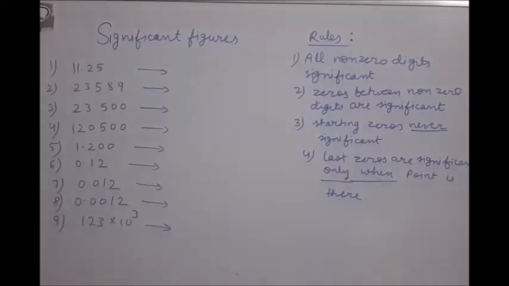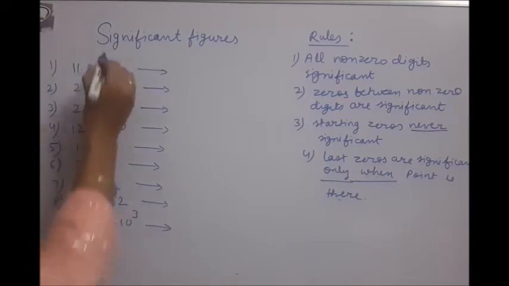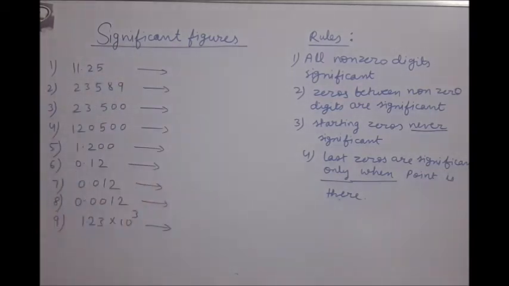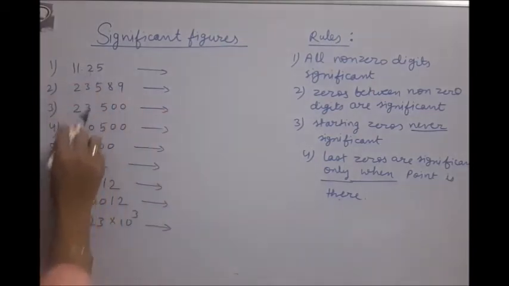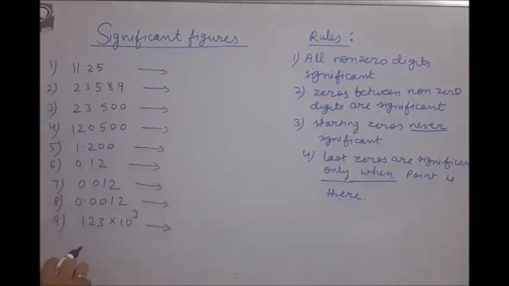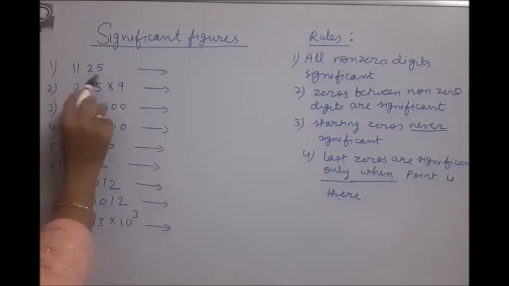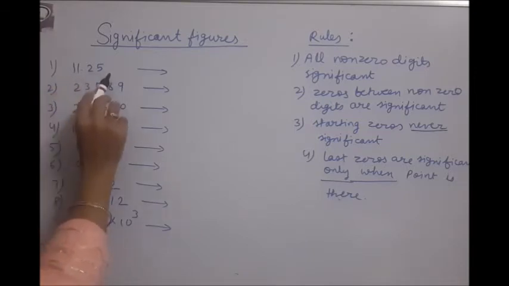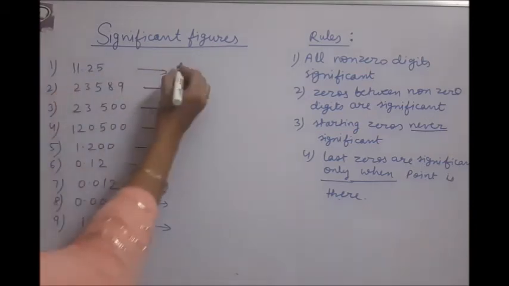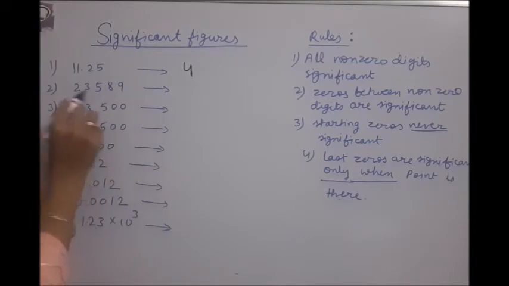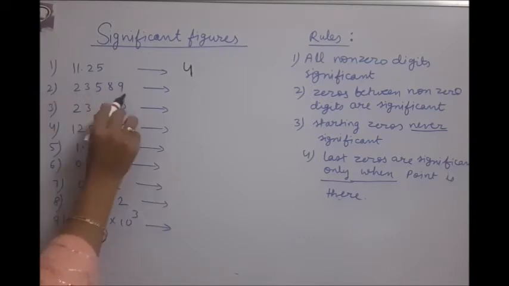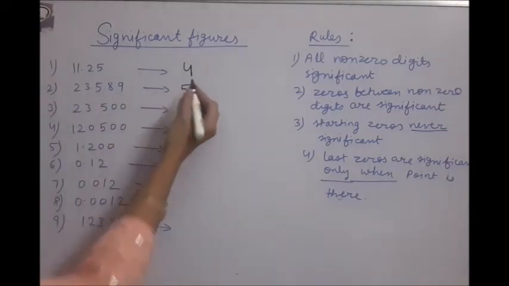Let us practice how we count the significant figures. Okay, let us practice for different numbers. Rules are already explained to you. So let us apply all these rules for counting the number of significant figures. First number is 11.25. All are non-zero. So 1, 2, 3, 4 are the significant digits in this number. In this number also, all are non-zero digits. All will be counted. So the total number of significant digits is 5.